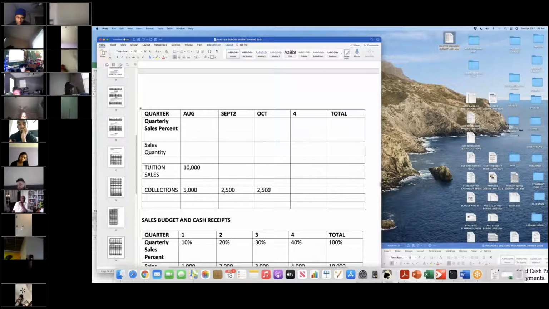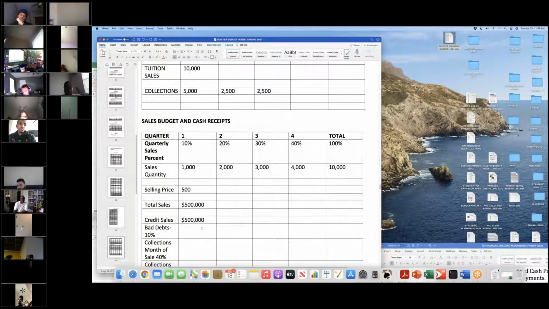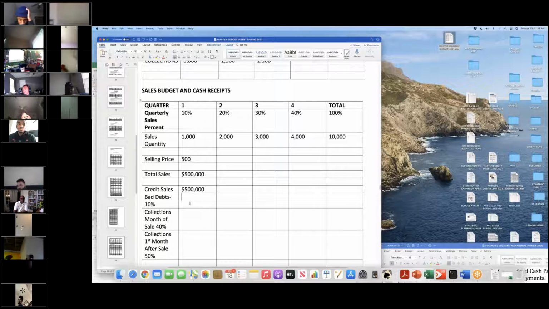Does everyone understand that example? From TSU's standpoint, they made a sale to you of $10,000, and they collected $5,000 in August. Then the next month after the sale, they got $2,500. The second month after the sale, they got $2,500. Does everybody understand that? Okay. So when you have your sales of 5,500,000, 10% of the people not paying, so we've got 50,000 in here.